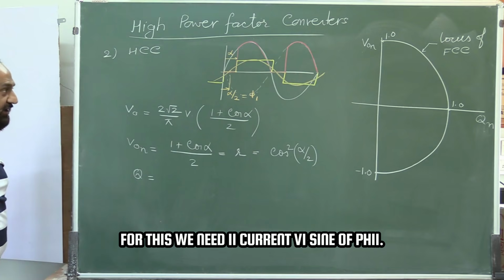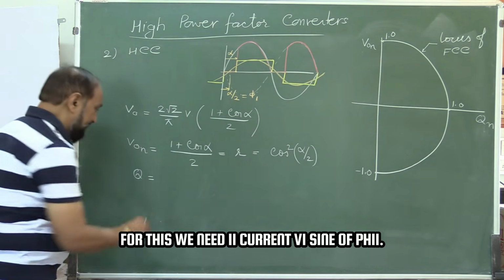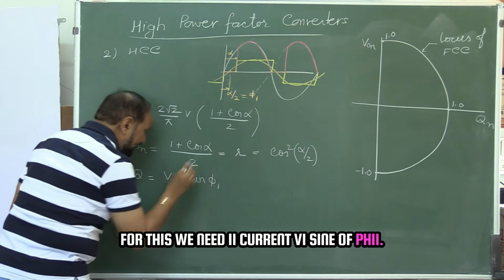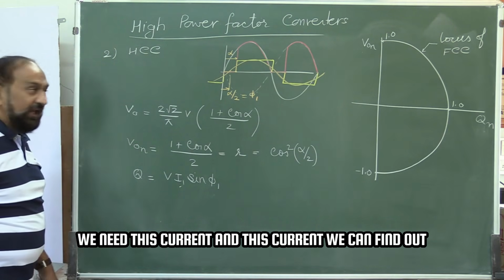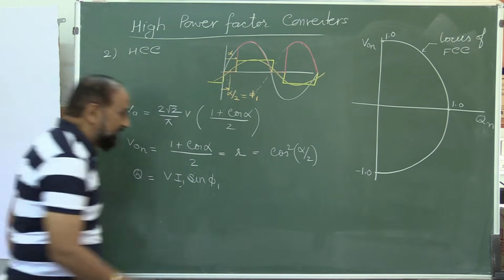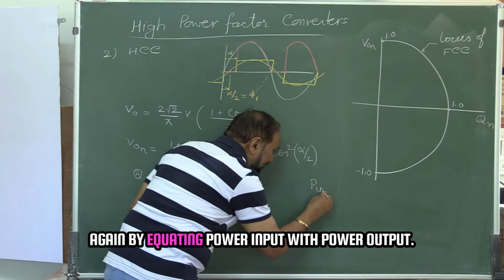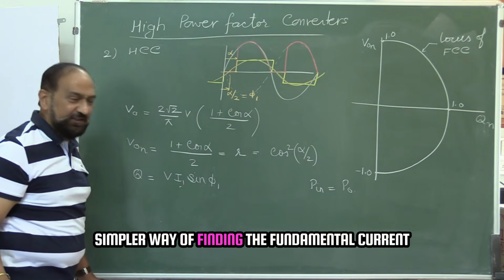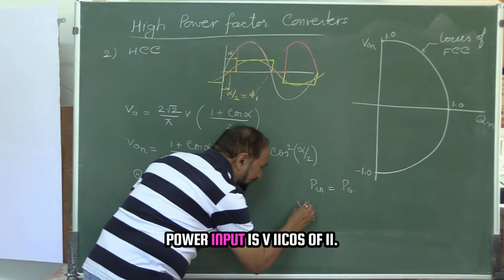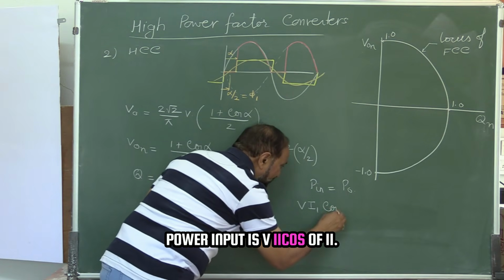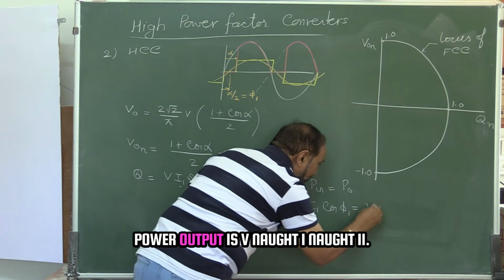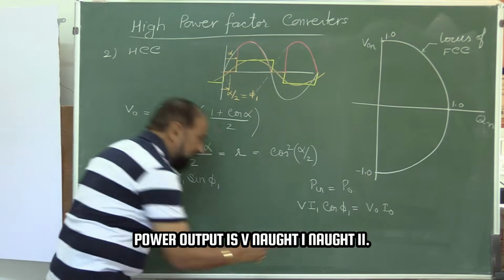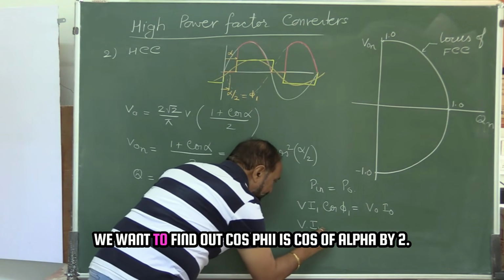For this we need I1 current, V I1 sine of phi 1. We need this current. And this current we can find out again by equating power input with power output. Simpler way of finding the fundamental current. Power input is V I1 cos of phi 1. Power output is V0 I0. I1 we want to find out.